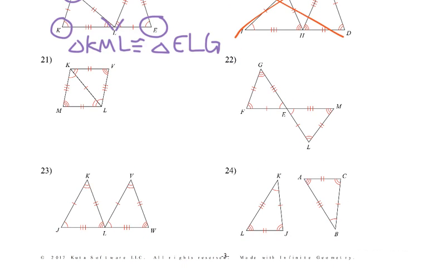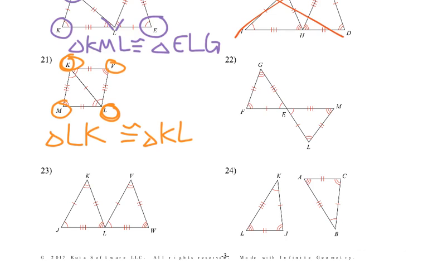So seems a little bit less work because you don't have to write as much. So angle L is going to be congruent to angle K. And we're going to use them more than once because they're part of both triangles. Then K, and then back to L, and then M and V. So there we go for 21.